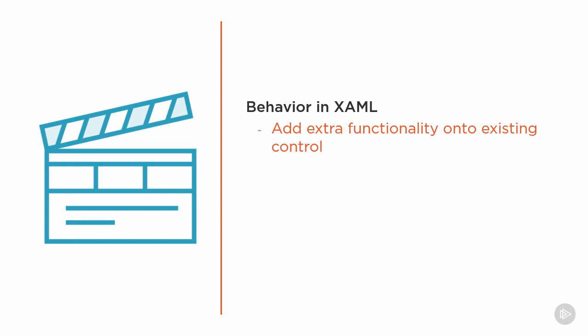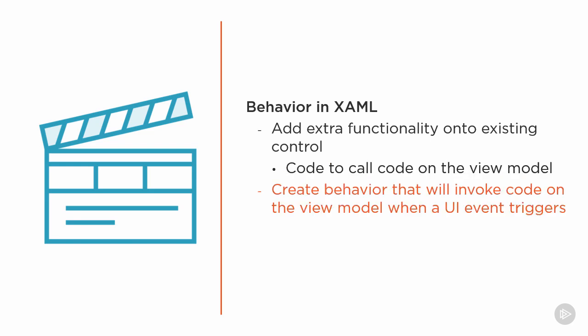Now, you may be wondering, how is this going to help us with the problem at hand? Well, very good question. Allow me to explain. What if we write code that allows us to invoke code in the view model and wrap that in a behavior? Then we add that behavior onto an existing UI element and invoke the trigger when a UI event is happening. Well, that's exactly what we will do.